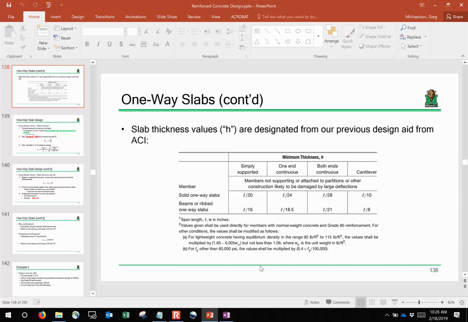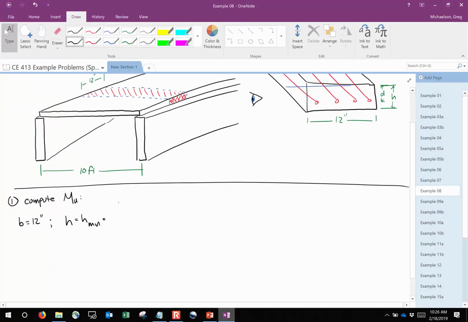So we're going off right here. A solid one-way slab, simply supported, L over 20, right? So we're going with L over 20, which is 10 feet over 20. However, let's convert that. And so what does that come out to be? 6. So this slab, we already know it's going to be 6 inches thick.